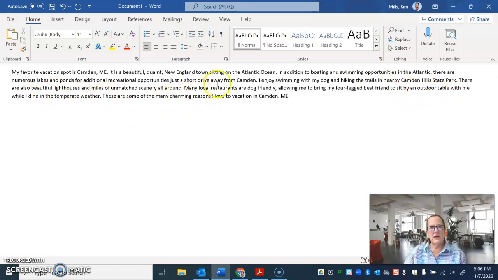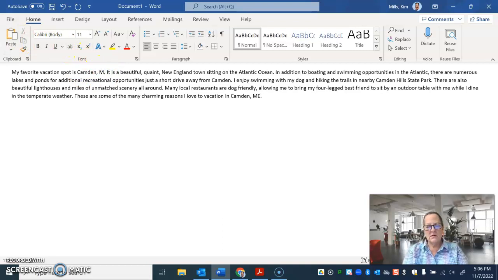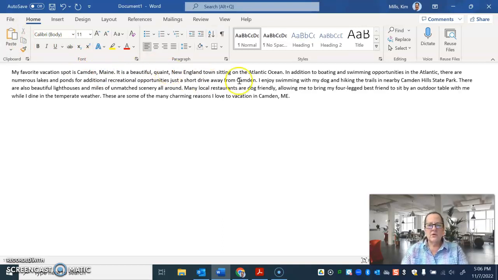These are some of the many terms. Camden, and then they put a period between Camden and Maine. And also, as far as it's got Maine as M-E rather than, I guess in a typical paragraph you would write out the word.